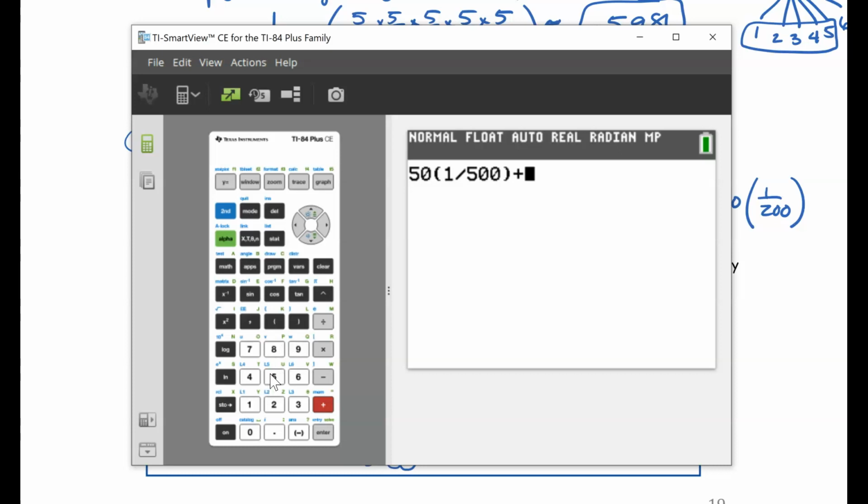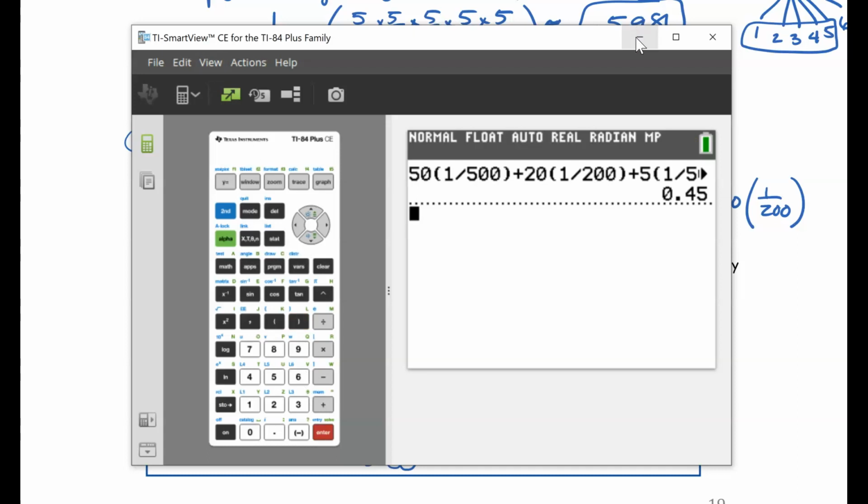So 50 times 1 over 500, plus 20 times 1 divided by 200, plus 5 times 1 over 50, plus, I don't even have to do the 1. You could do 1 times 1/10, but no need to put the 1 there. And then 10 times 1 over 200. Enter. Okay, and we get 45 cents.